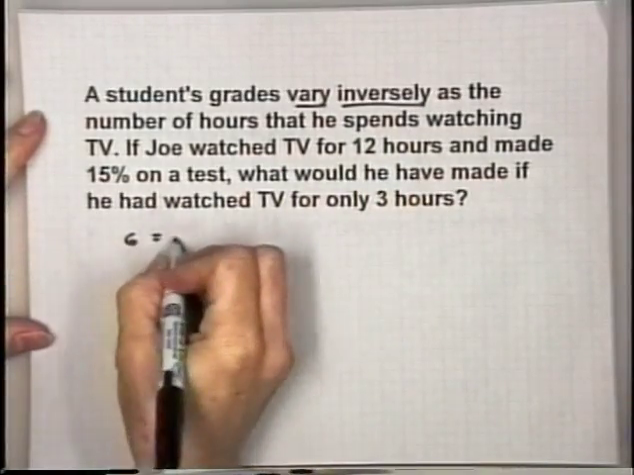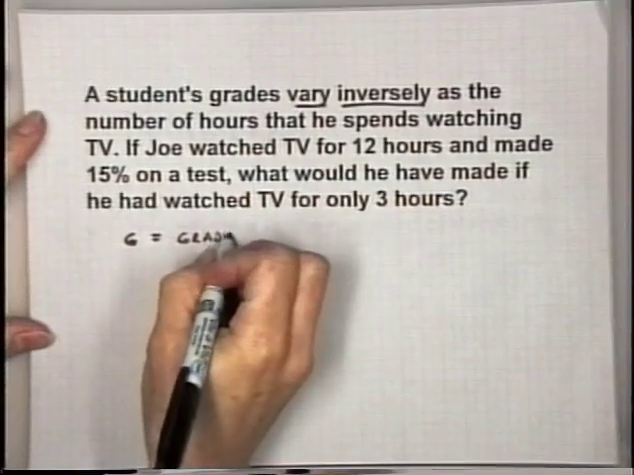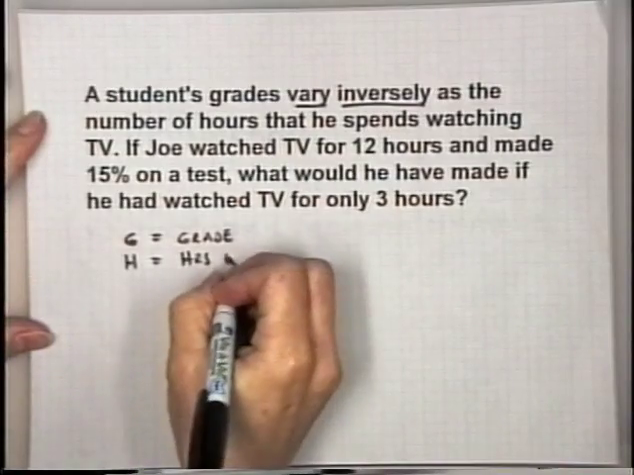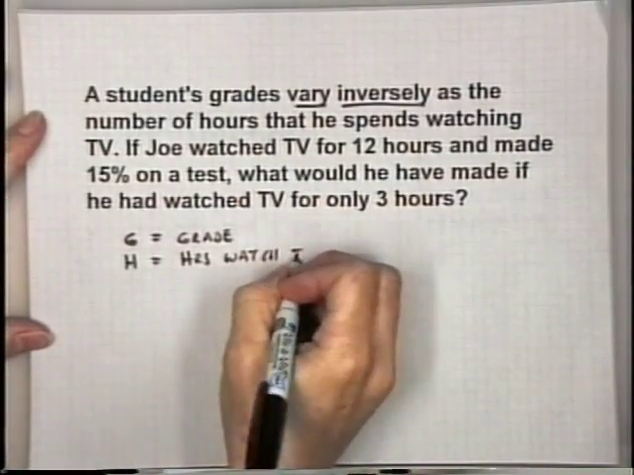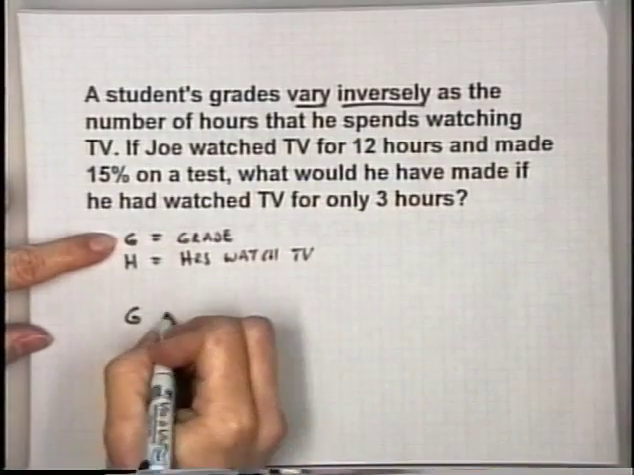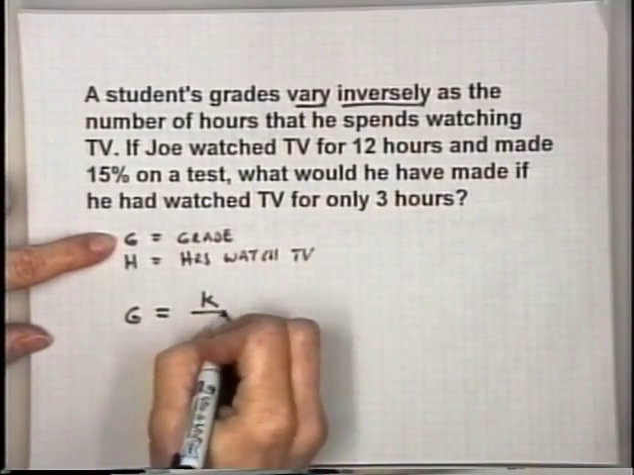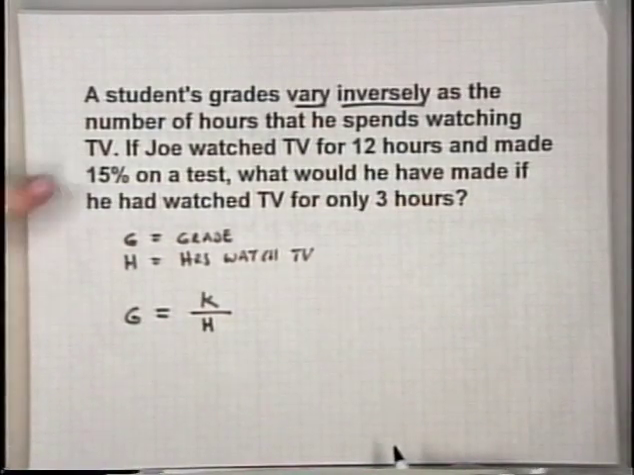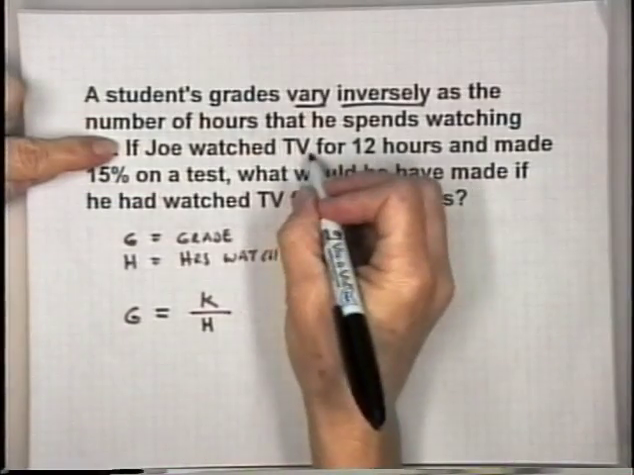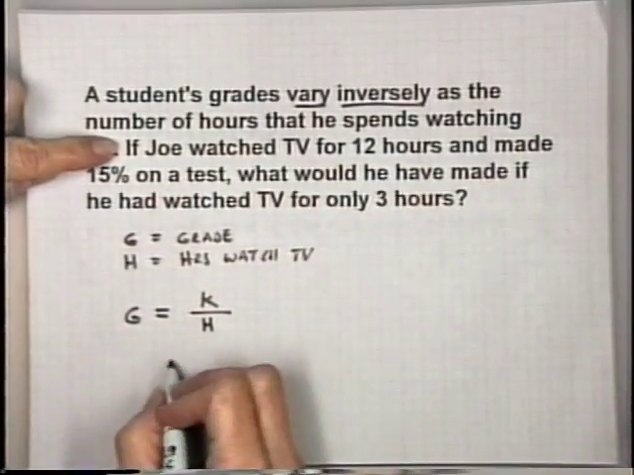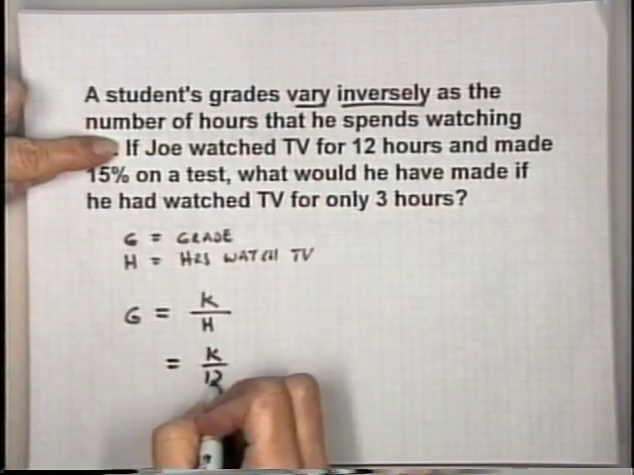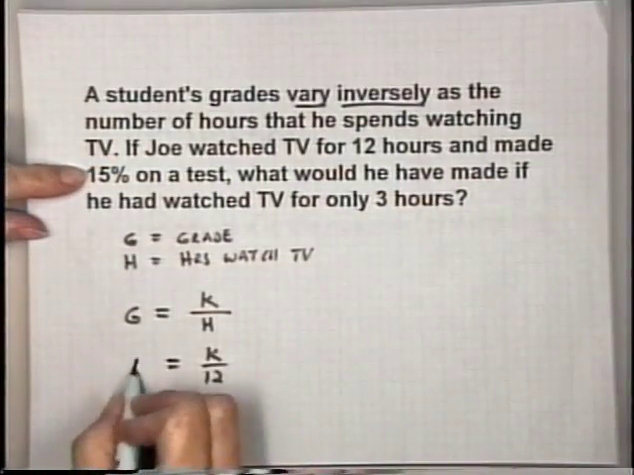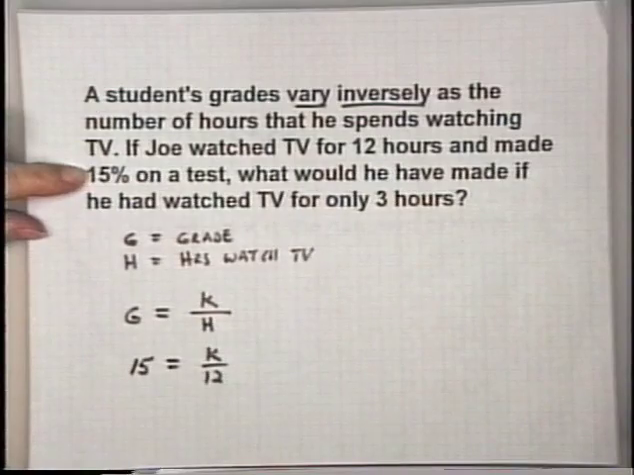Let's choose G for grade. And let's use H then for the number of hours that we watch TV. Our grade G varies inversely as, so we need a constant over the number of hours H. This is our basic equation. If Joe watched TV for 12 hours, that's H. So I know k is over 12 here. And when he watched TV for 12 hours, he got a grade of 15%. Let's put 15 over here, and we'll remember it's a percent.